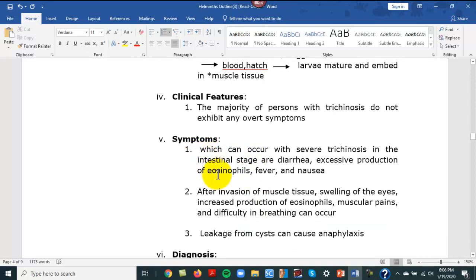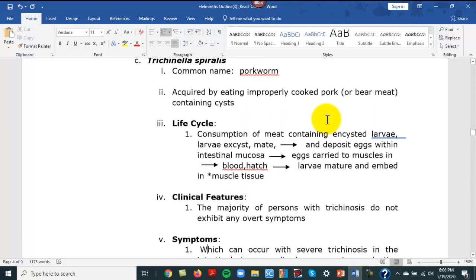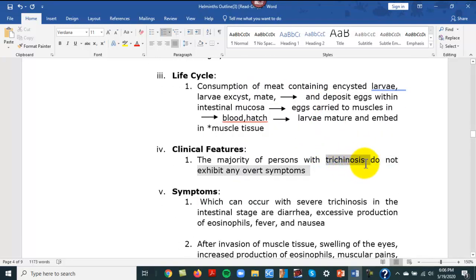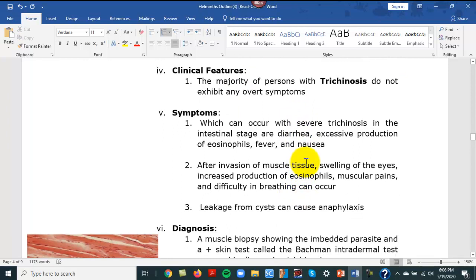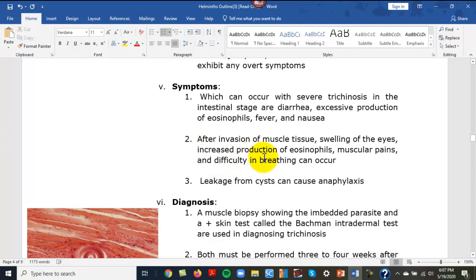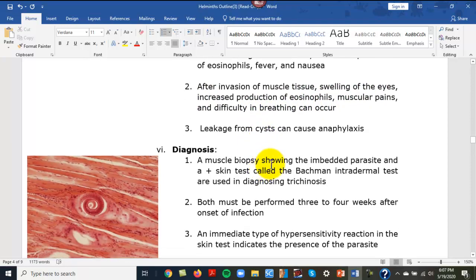Symptoms: the majority of persons with trichinosis, which is what this is called, do not exhibit overt symptoms, but it can cause swelling of the eyes, and the larvae embed in muscle tissue, so it can cause pain. There's also excessive production of eosinophils. Those are white blood cells that, by design, react to parasitic worm infections, so that's why they would be high. So after invasion of muscle tissue, there's swelling of the eyes, increased eosinophils, muscle pain, and difficulty breathing. They can get in the diaphragm. Leakage from cysts can cause anaphylaxis, which is shock.